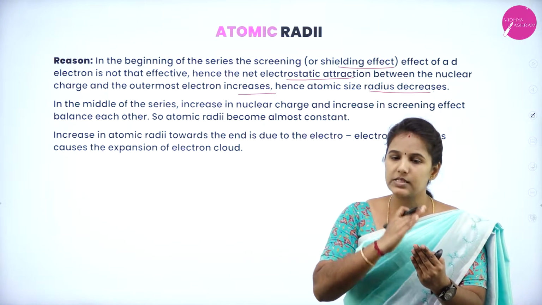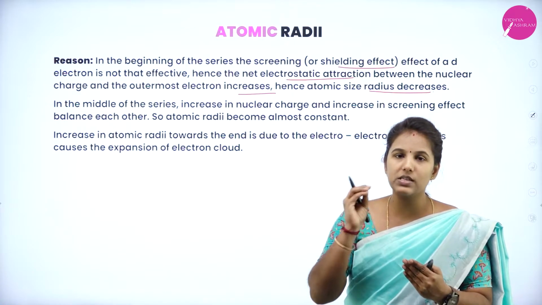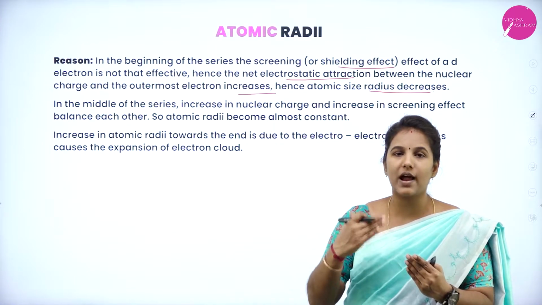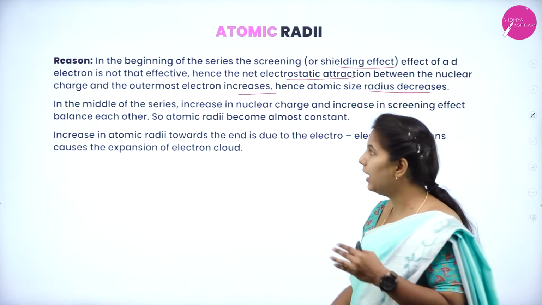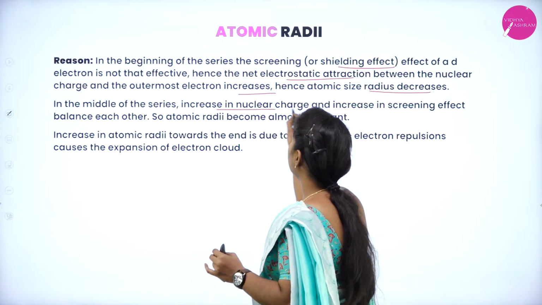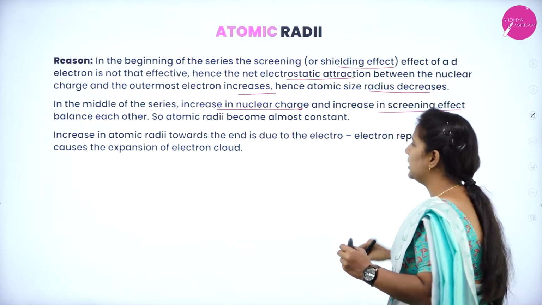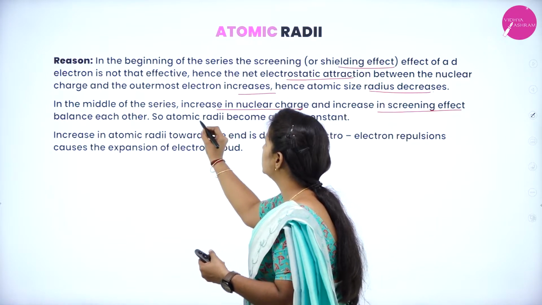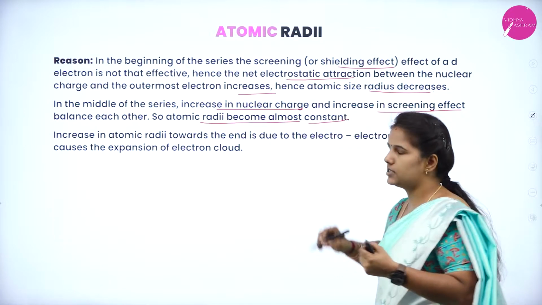If I move from scandium to chromium, due to the number of electrons being added to the same shell, their atomic radius will start decreasing because of the increasing nuclear charge. Thereafter, in the middle of the series, there is an increase in the nuclear charge, so that there will be an increase in the screening effect which balances with each other, so that atomic radius becomes almost constant.